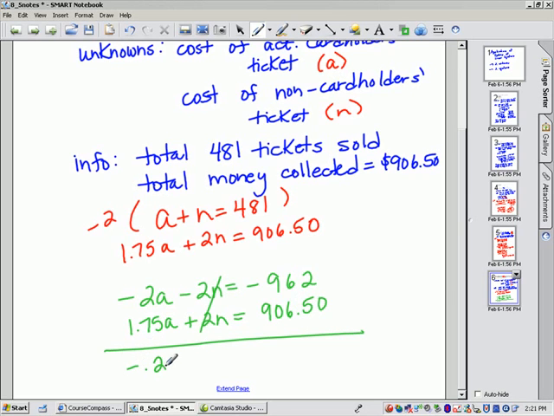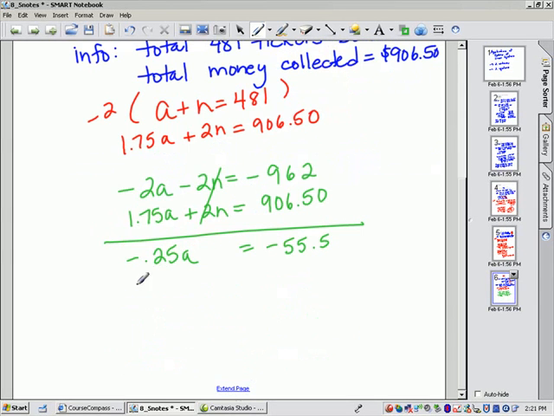So the N's are eliminated when we add, and if we add negative 2 plus 1.75, we get negative 0.25A is equal to negative 962 plus 906.5, which is negative 55.50. So if we divide both sides by negative 0.25, we get that A is equal to 222. Now understand that should be a whole number because that represents the number of tickets sold, and you can't sell a partial ticket.